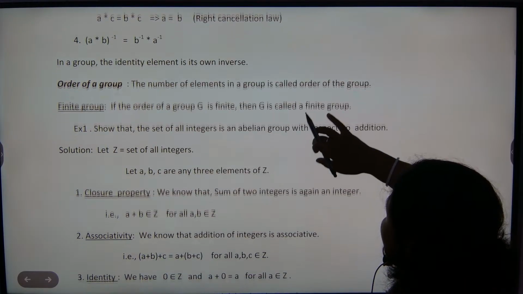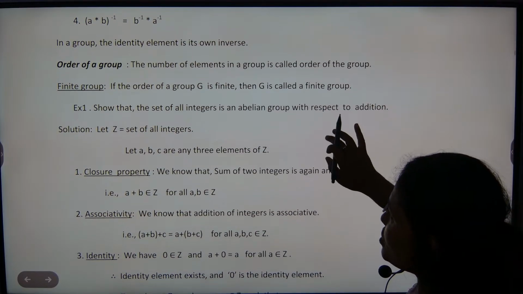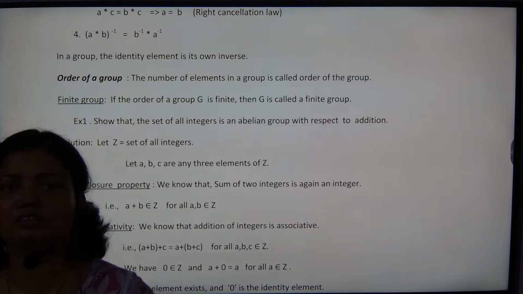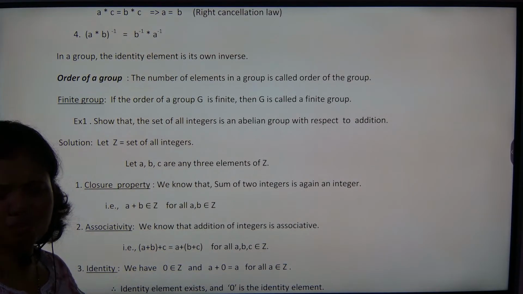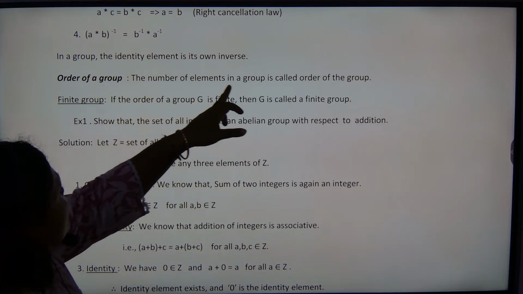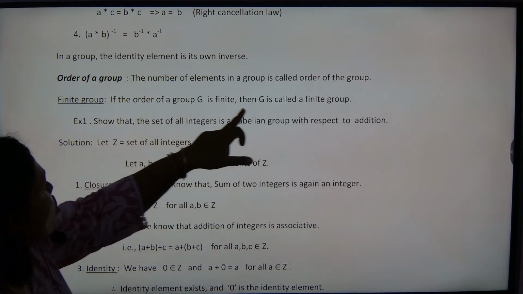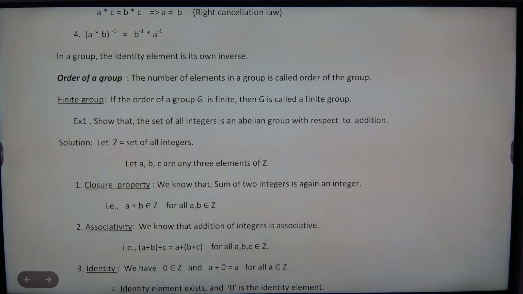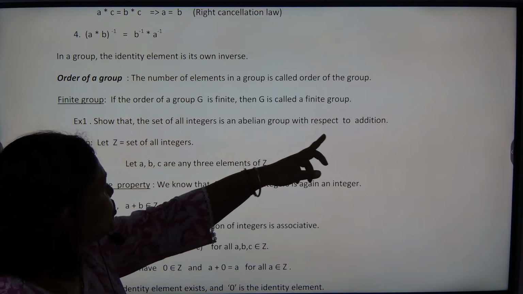নেক্সট order, এগুলো বোধহয় তোমাদের নেই। ঠিক আছে, পিডিএফ এ তো সব কিছু একসাথে থাকে। Order of a group means number of elements in the group, right? Number of elements in the group is called the order. Finite group means order is finite, right? Show that the set of all integers is an abelian group with respect to addition.